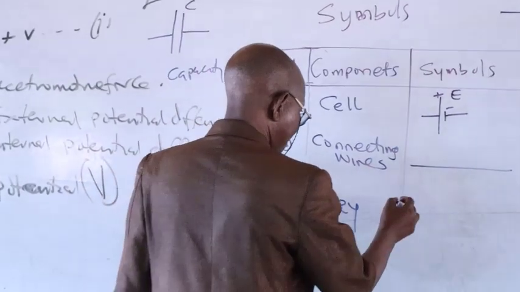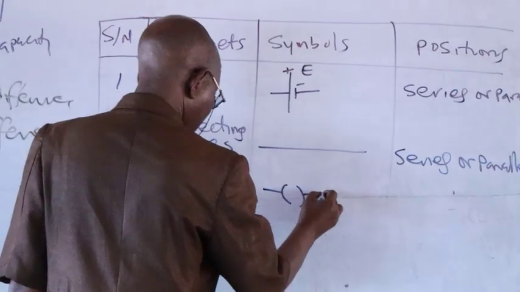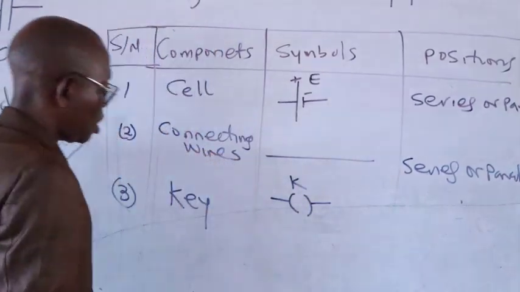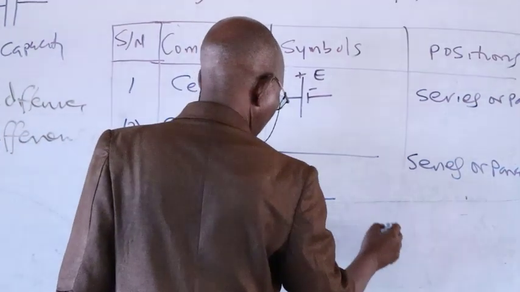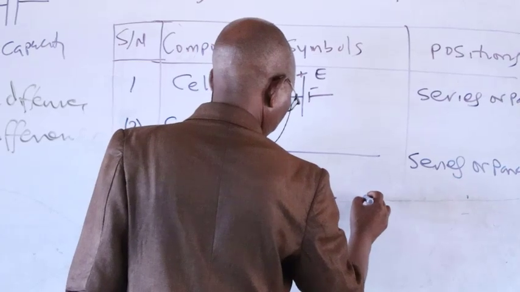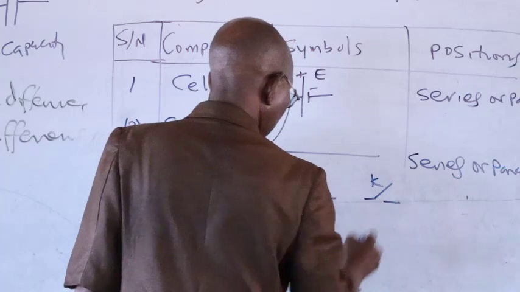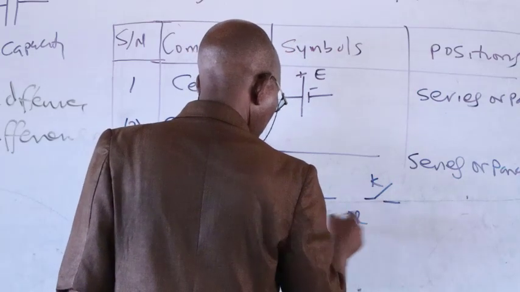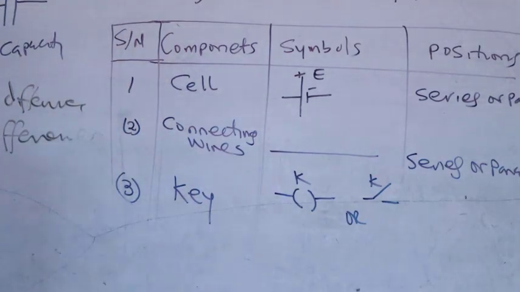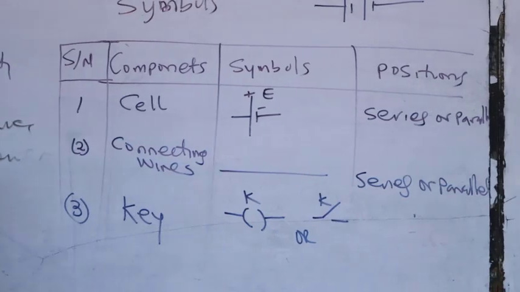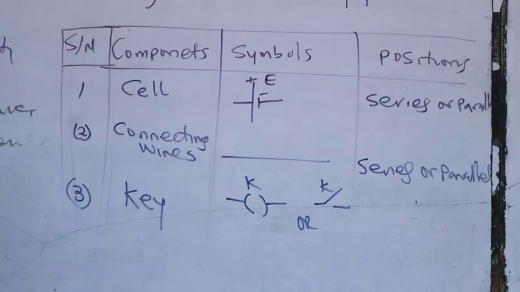The first symbol may be this, 2 brackets with K on top. That's a symbol. Or you have another one. Another symbol can be this. You have this, open like this, and put K. Either this or this can serve as key. That's the switch you come across in the circuit. That is what you will come across in the circuit.